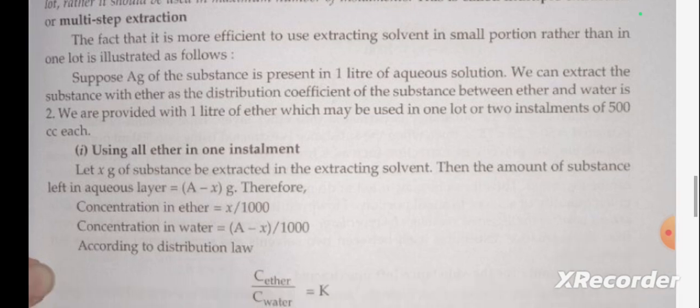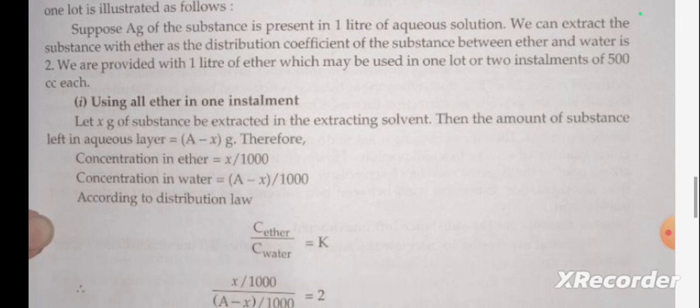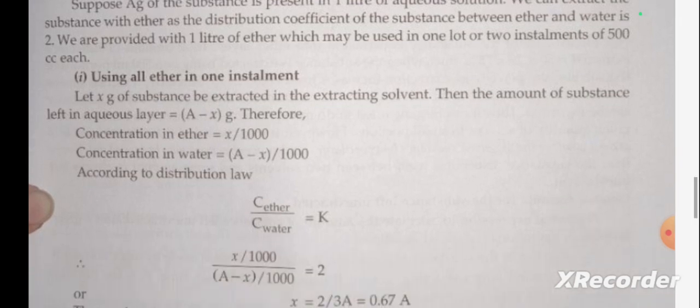Suppose A g of the substance is present in 1 liter of aqueous solution. We extract the substance with ether, where the distribution coefficient of the substance between ether and water is 2, and we are provided with 1 liter of ether which may be used in one lot or in 2 installments of 500 cc each.